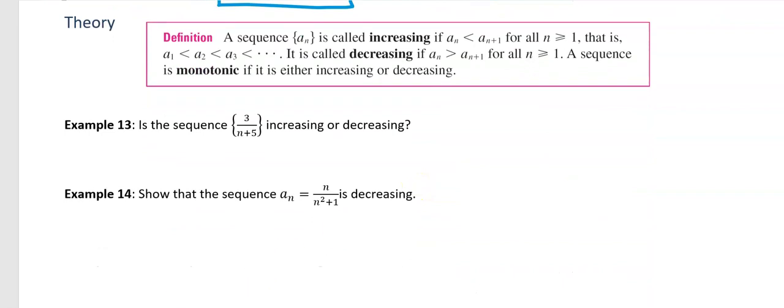Okay, last thing we're going to talk about. A sequence a sub n is called increasing if the current part of the sequence is less than the next value of the sequence for all n greater than or equal to 1. That is, a sub 1 is less than a sub 2, which is less than a sub 3. The opposite is true if it's decreasing. So if it's decreasing, that means the current value of the sequence is greater than the next value of the sequence for all n greater than or equal to 1. A sequence is monotonic if it is either all increasing or all decreasing.